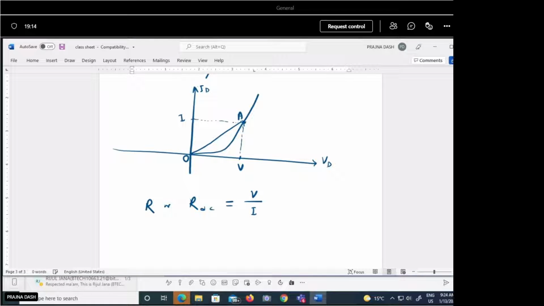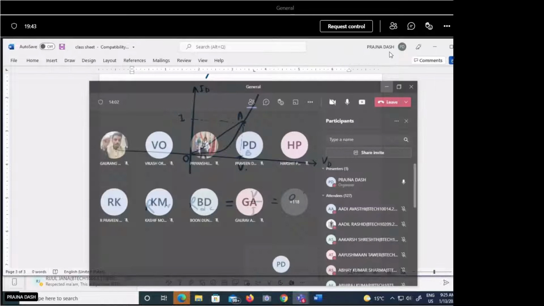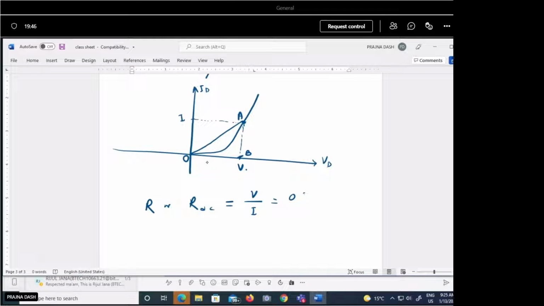So this distance is OA, and this distance is OB. Let's say this is the point OV, suppose this is a V volt, and let's say this point is B. So we can take the ratio of this voltage, that is OB by OA, we can take.